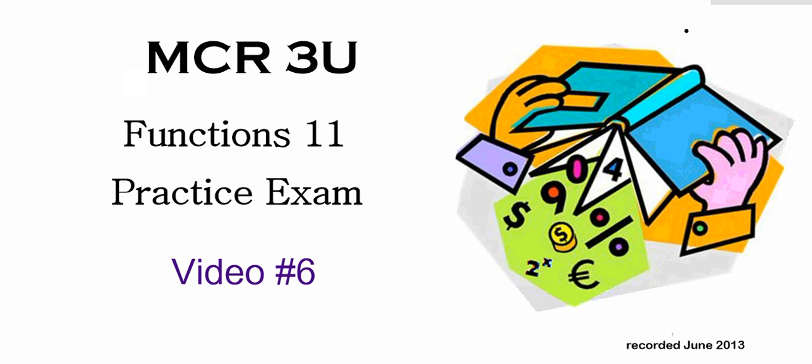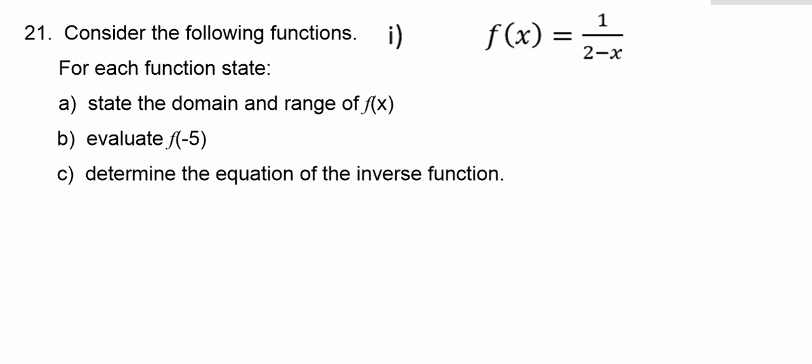This video is for grade 11 students studying MCR 3U who are looking for solutions to the practice exam questions. This is video number 6 where we'll look at question number 21. It says consider the following function. So we start with the function f of x equals 1 over 2 minus x. For the function, state the domain and range, evaluate f at negative 5, and determine the equation of the inverse. So let's look carefully at this function.